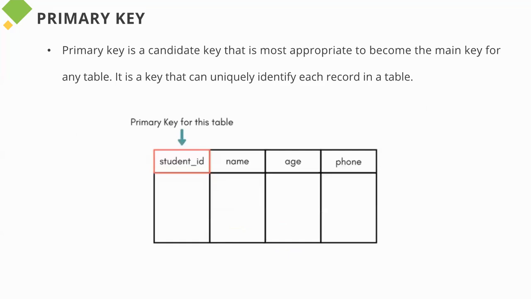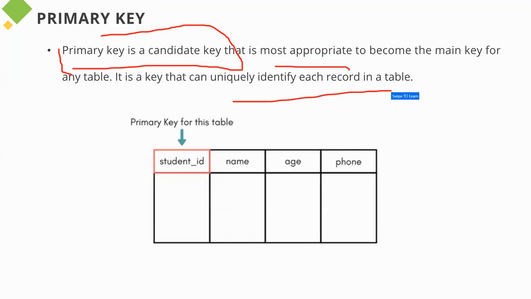Primary key, as I told earlier, is a candidate key. It's one of the candidate keys. It's the most appropriate to become the main key of the table. It can uniquely identify each record in the table. For example, in our table, student ID is the primary key here.